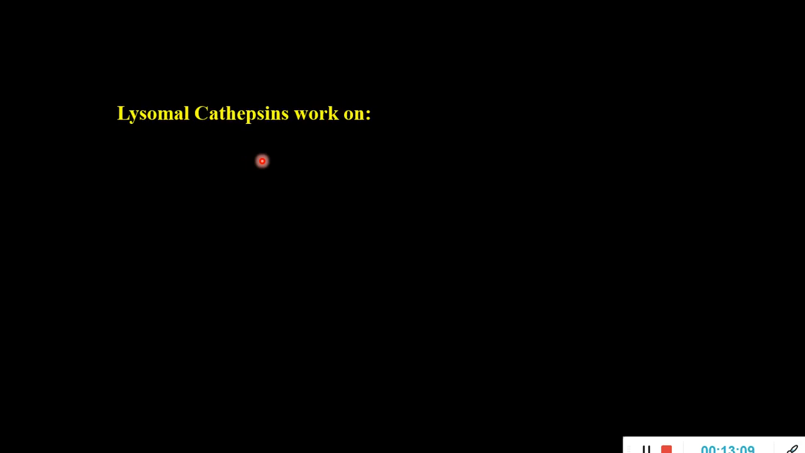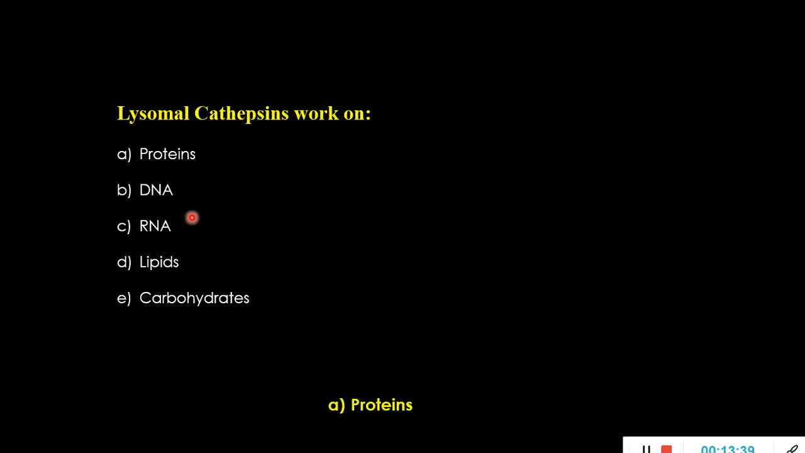The last MCQ: lysosomal cathepsins work on. The lysosome contains a number of enzymes which can digest lipids, proteins, glycogen, and nucleic acids or RNA. Cathepsin is one of the hydrolase enzymes present in the lysosome. Cathepsins work on what? Proteins, DNA, RNA, lipids, or carbohydrates? Which is the right answer? The right answer is proteins. So cathepsins work on protein.